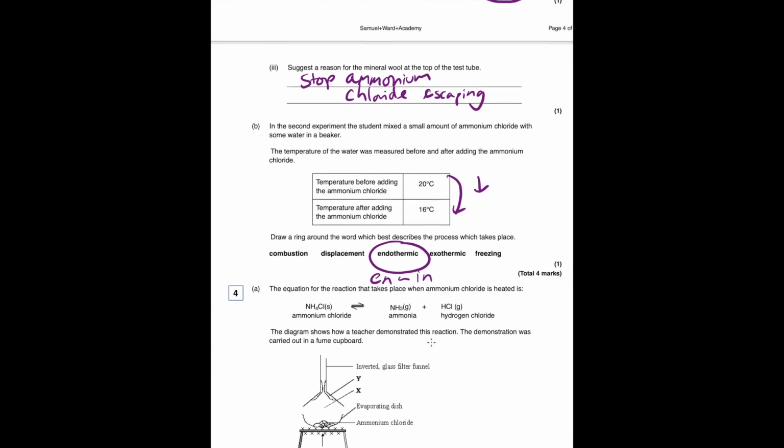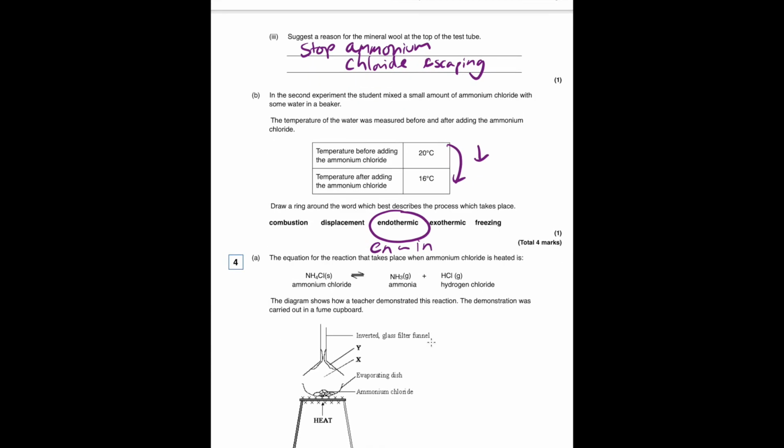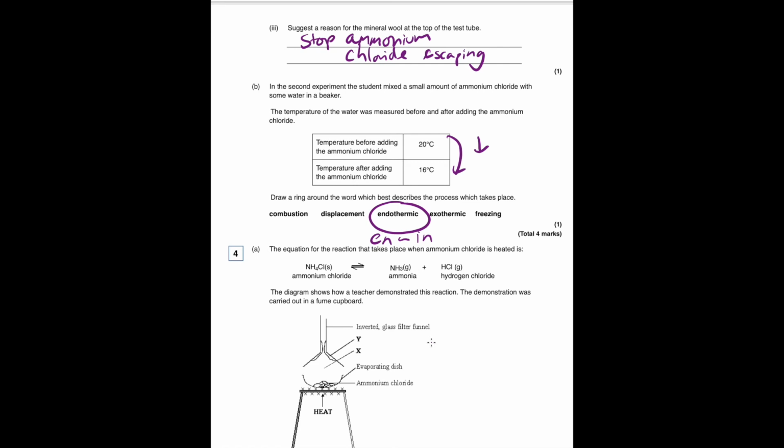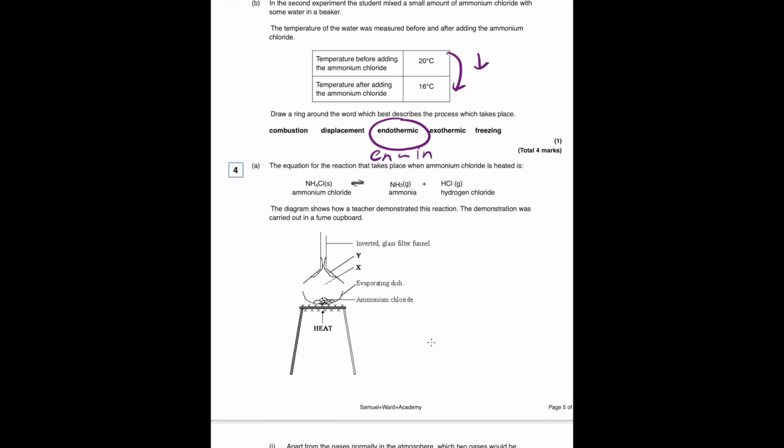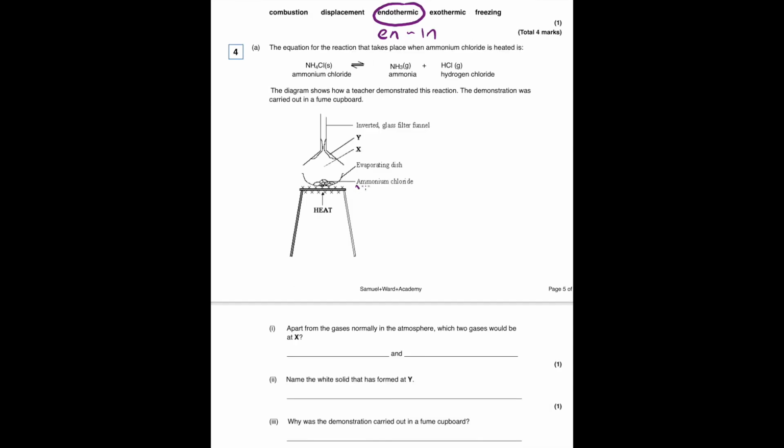So in this next question, we're sticking with ammonium chloride and its decomposition into ammonia and hydrogen chloride. And so for that first question, apart from the gases in the atmosphere, which two gases would normally be at X? At X, we're looking at those gases that have been produced from the decomposition of ammonium chloride. What gaseous products does the ammonium chloride break down into? That's going to be ammonia and hydrogen chloride.